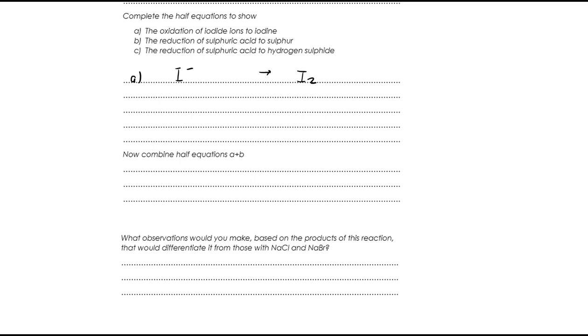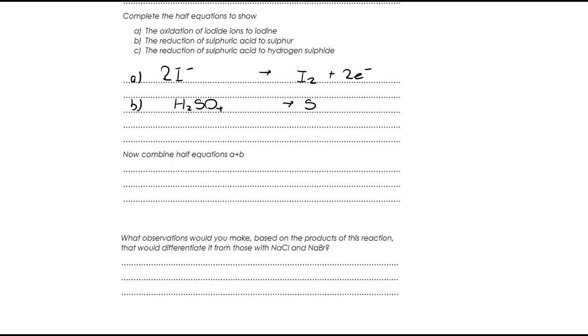I minus going to I2. I balance the species with the variable oxidation state. In this case, that's iodine, and I do need to balance it. I have no oxygens to balance. I have no hydrogens to balance. So my next thing is to balance the charge. I do that by adding electrons. I add 2 electrons on the right-hand side.